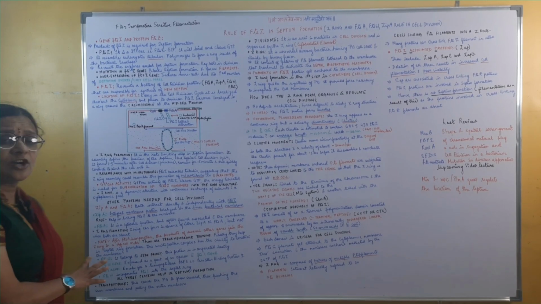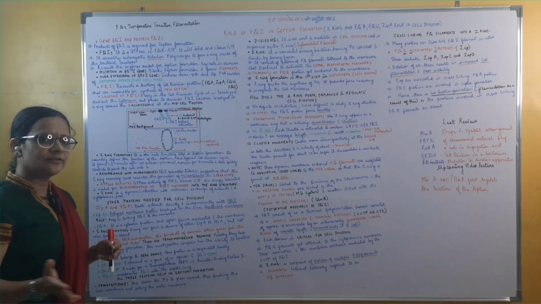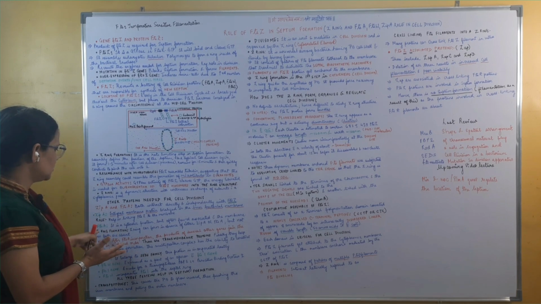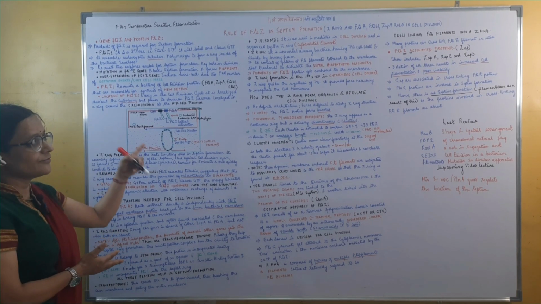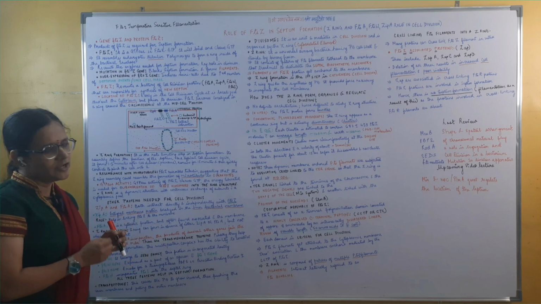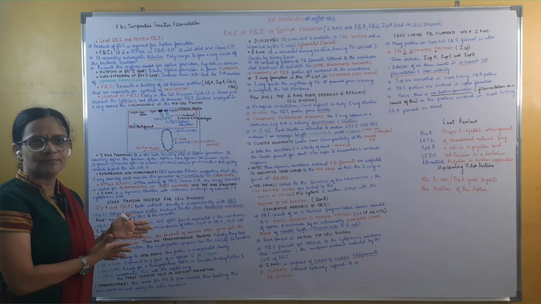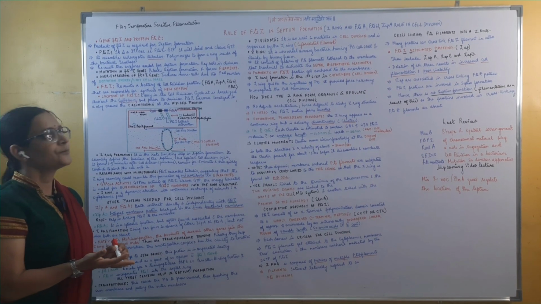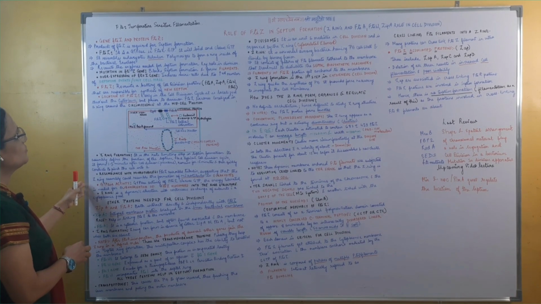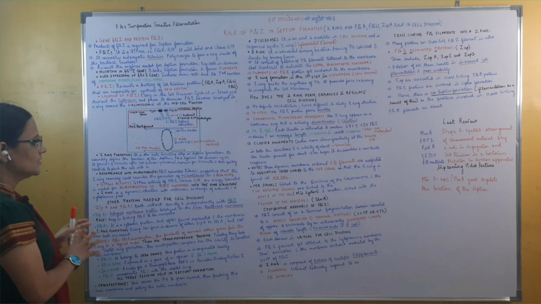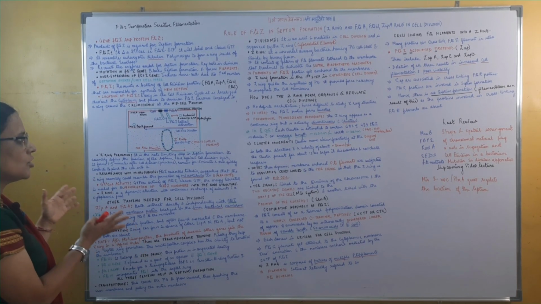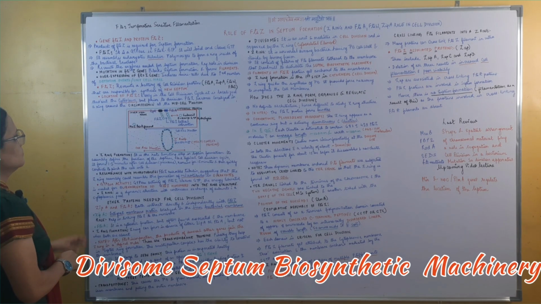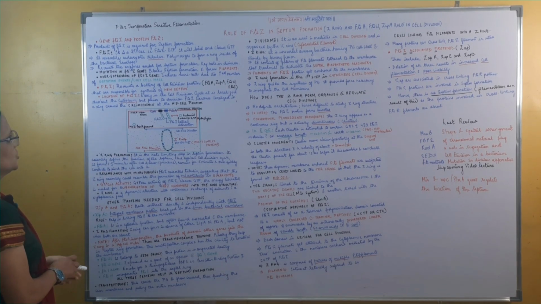FtsZ, as I said, is not the only protein involved in septum formation. Along with FtsZ, you have ZipA protein, then FtsA, FtsW, and FtsI. So somewhere you can jot down the key proteins involved in septum formation: FtsZ, of course, followed by ZipA, FtsA, FtsW, and FtsI. These proteins are also involved in septum formation. Together they form a machinery for septum formation called the divisome. In short, these are cell division proteins, responsible for synthesis of a new septum.